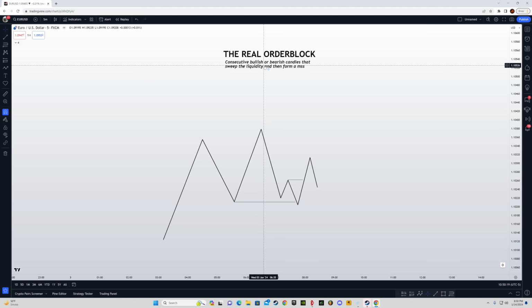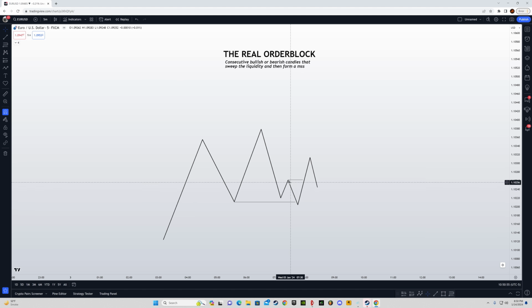So consecutive bullish or bearish candles that sweep the liquidity and then form a market structure shift. So over here you can see that we have been going up, right? Higher high, higher low, higher high. We left this low. Now this is a liquidity level. Over here you can also see we have this low as well. Now once price took out the liquidity, right, we had a market structure shift.